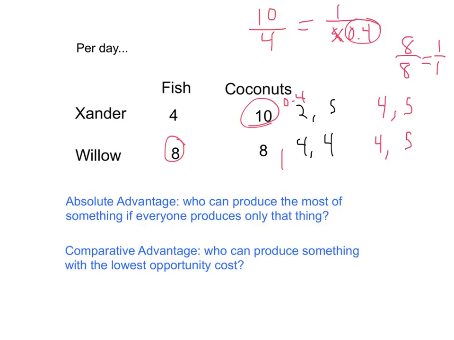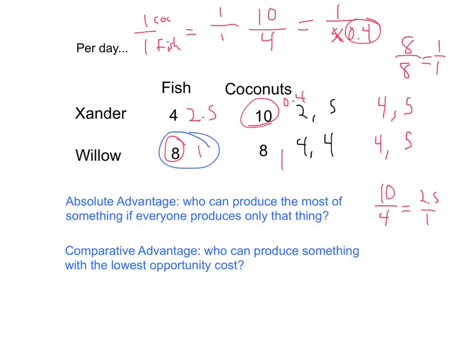Let's look at fish and who has the comparative advantage there. Well, Willow is at 1 to 1. So in other words, 1 fish, 1 coconut. So for every fish, she has to spend 1 coconut. 1 is her opportunity cost. For Xander, for every fish, he gives up 4 coconuts, and so for every 1 fish, he gives up 2.5 coconuts. So Willow actually has the comparative advantage, I'll circle comparative advantage in blue, because it's lower. Her opportunity cost is lower, and Xander has it in coconuts. His opportunity cost per coconut is lower.